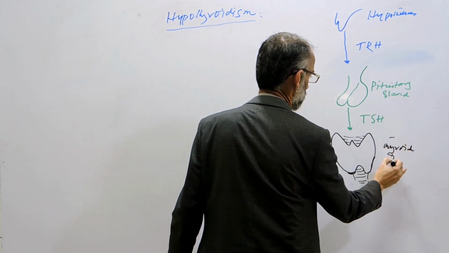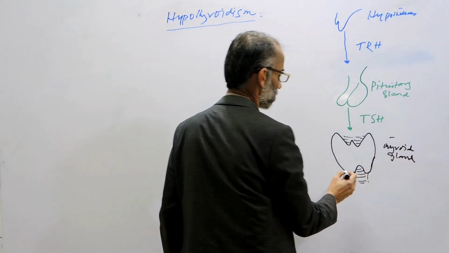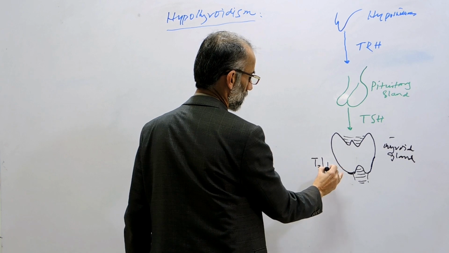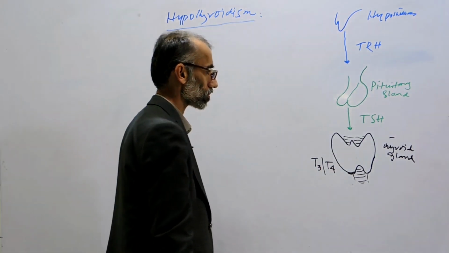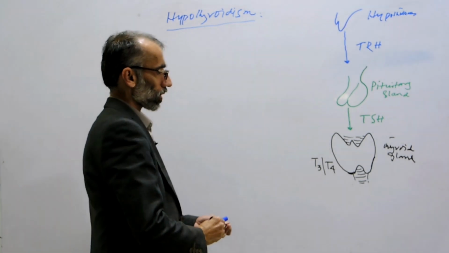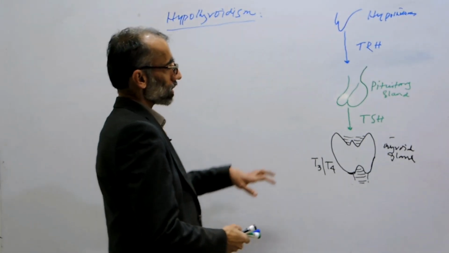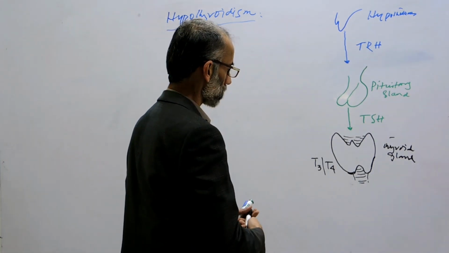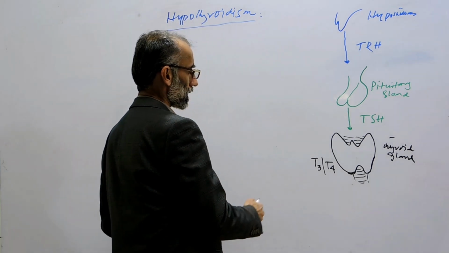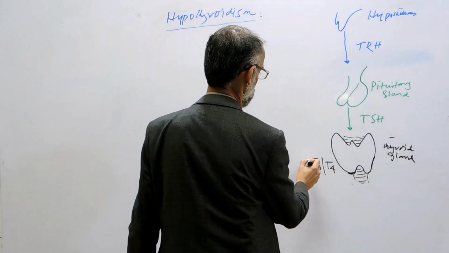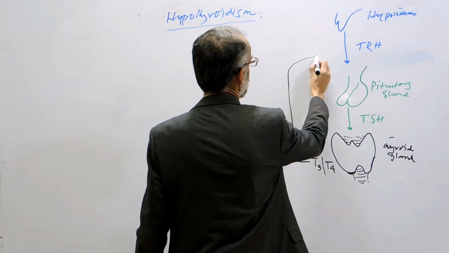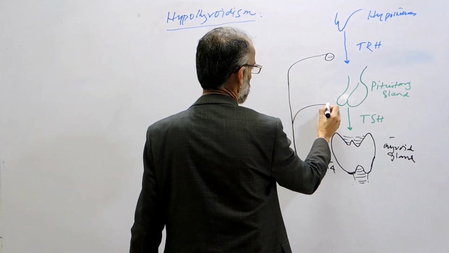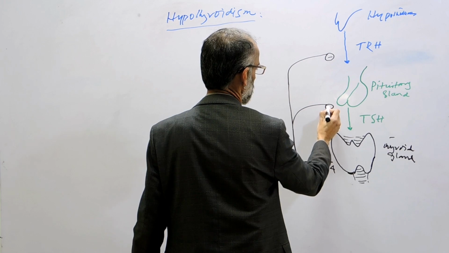Thyroid gland produces T3 and T4. TSH and TRH are controlled by T3 and T4 by a negative feedback mechanism.